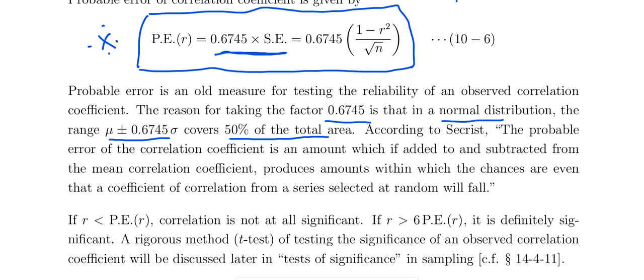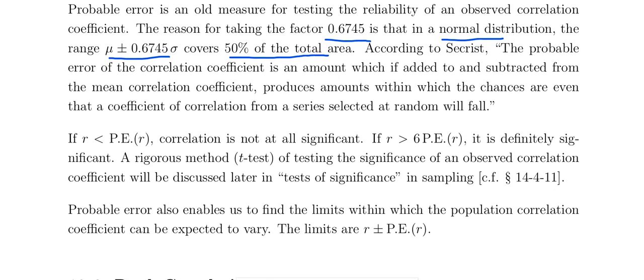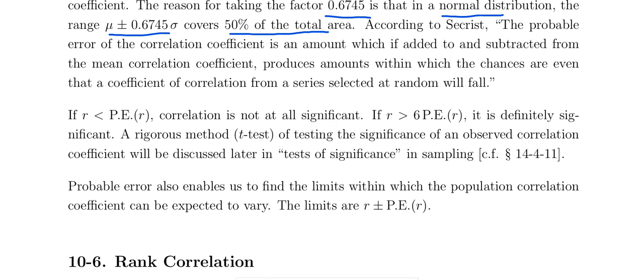The probable error of the correlation coefficient is an amount which is added to and subtracted from the mean correlation coefficient, and it gives the limits within which the correlation coefficient from a series of randomly selected samples can be expected to lie. Let's leave it. That is the reason we multiply with 0.6745.